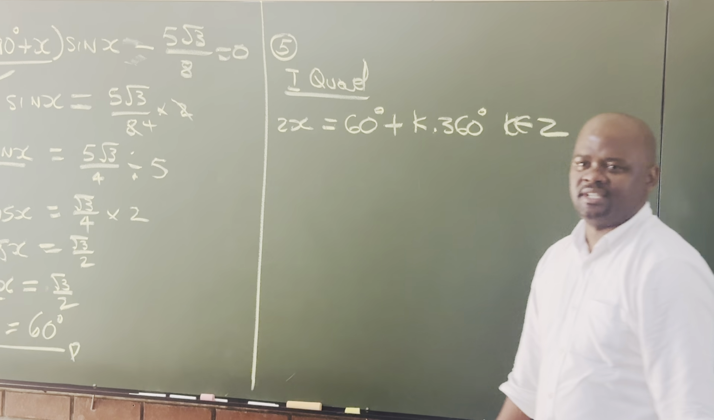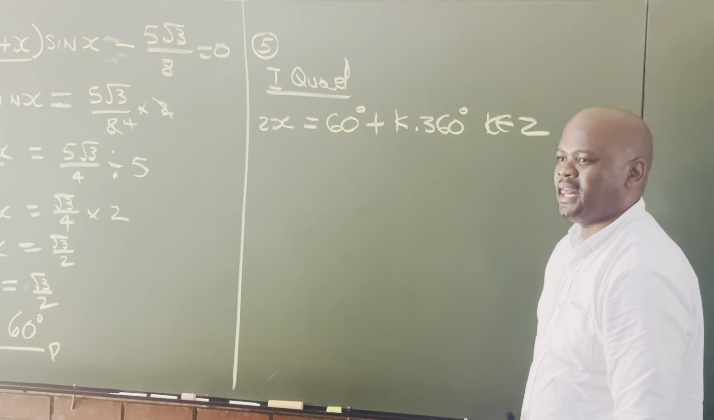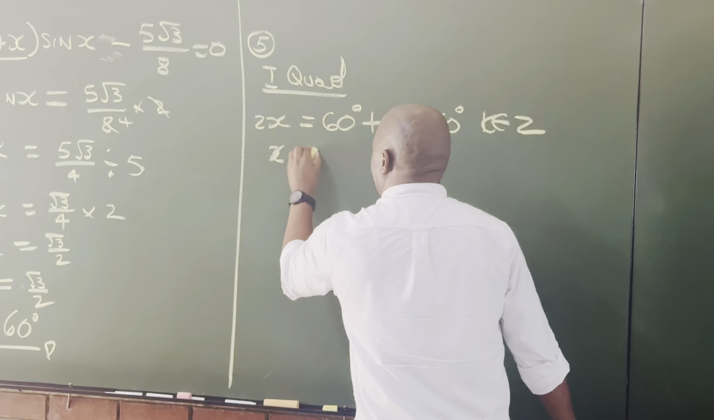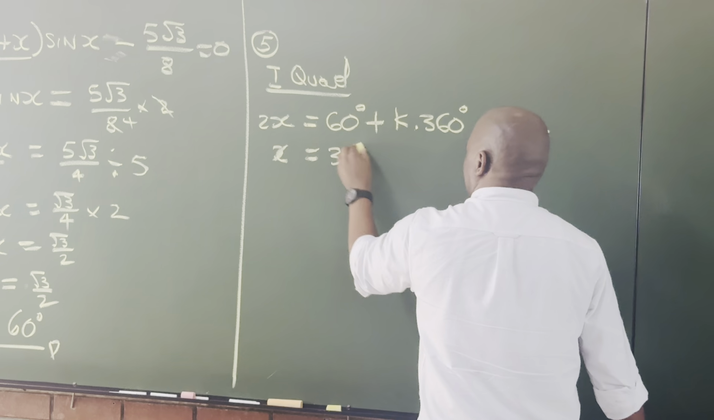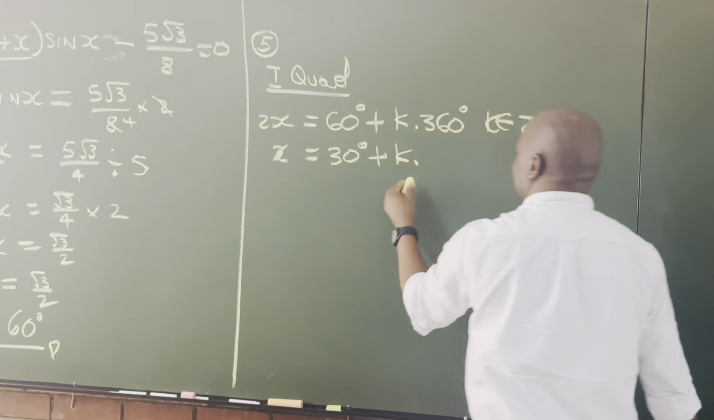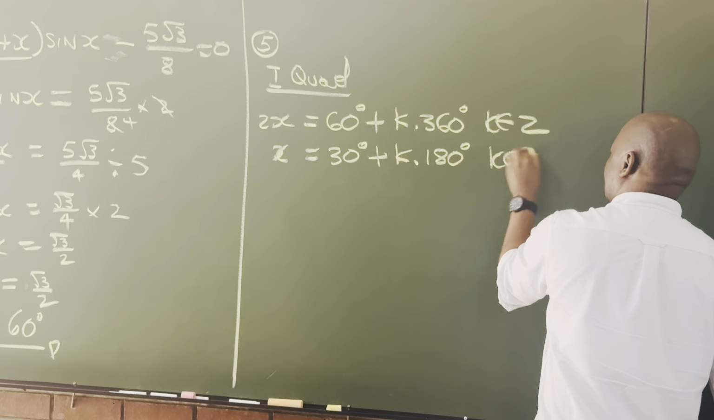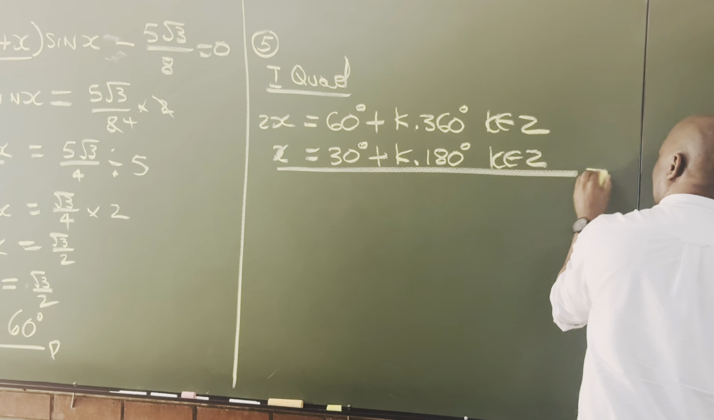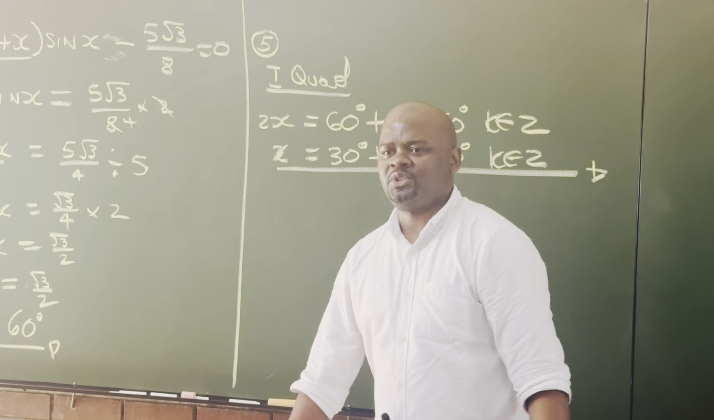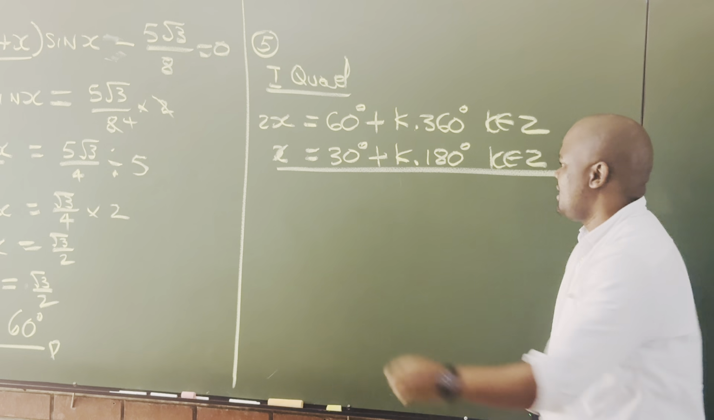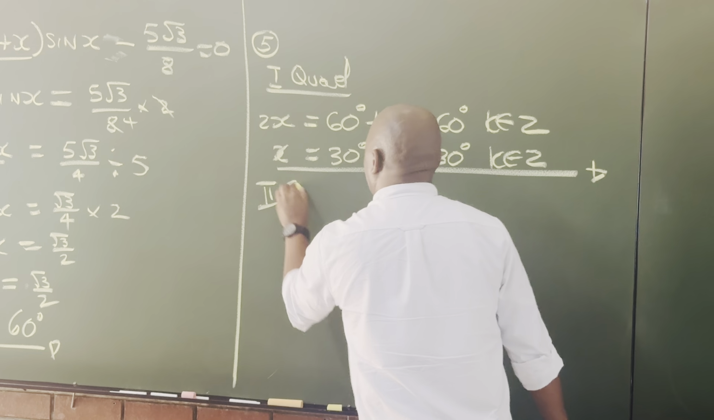And then how do we solve this? Remember, we are solving for x. Divide by 2. So this is x equals 30 plus k times 180. We divide everything by 2, where k is an element of integers. So this is our first solution. Then our second solution will be in which quadrant? Second quadrant. So it's in the second quadrant.